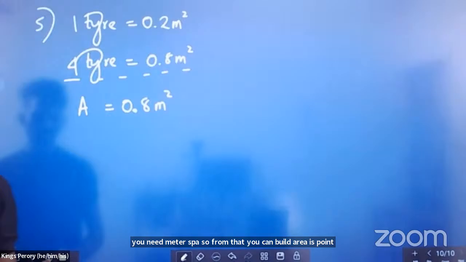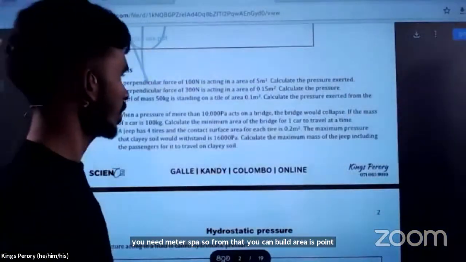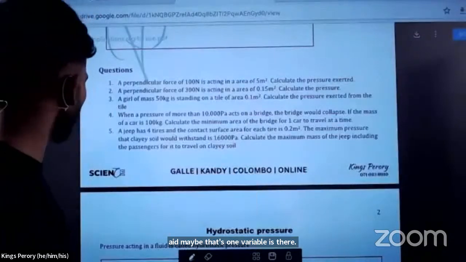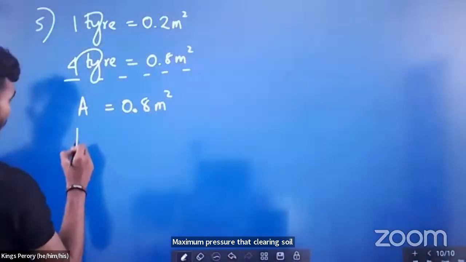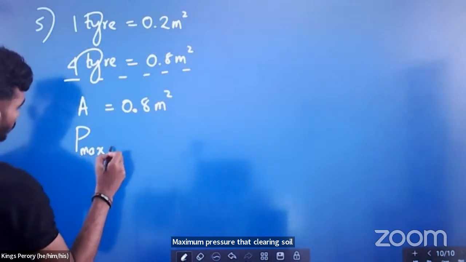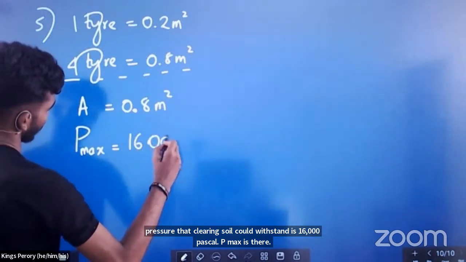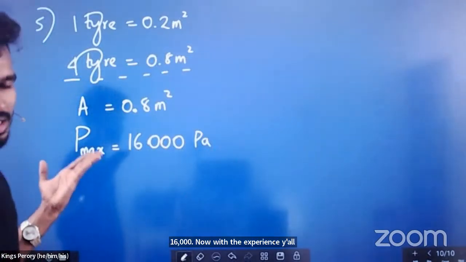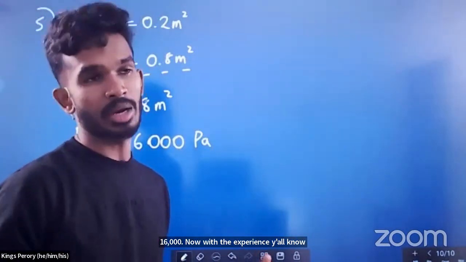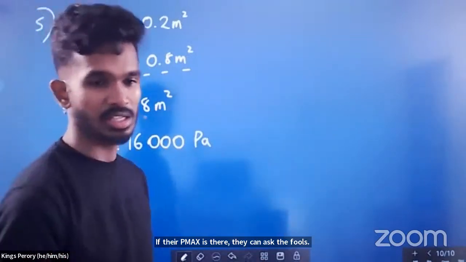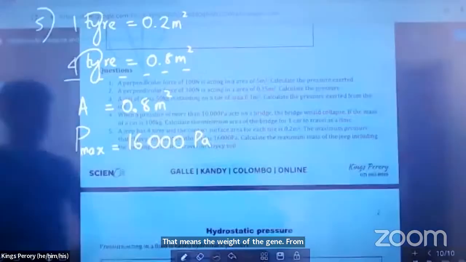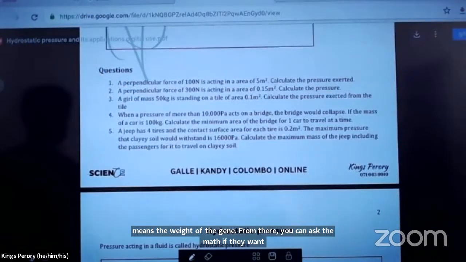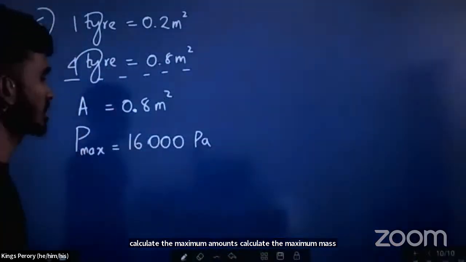One variable is there. Maximum pressure that clay soil would withstand is 16,000 Pascal. Pmax is there. Now with experience you all know, if the Pmax is there, what can they ask? The force, that means the weight of the Jeep. From there they can ask the mass if they want. Calculate the maximum mass of the Jeep, including the passengers.